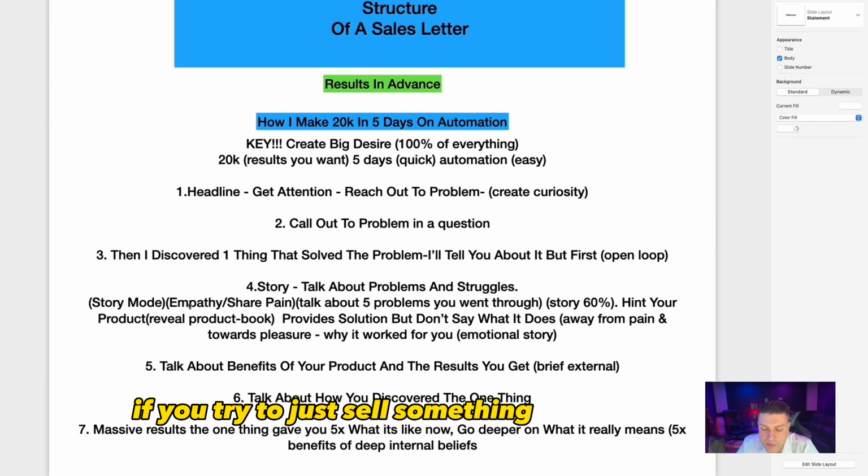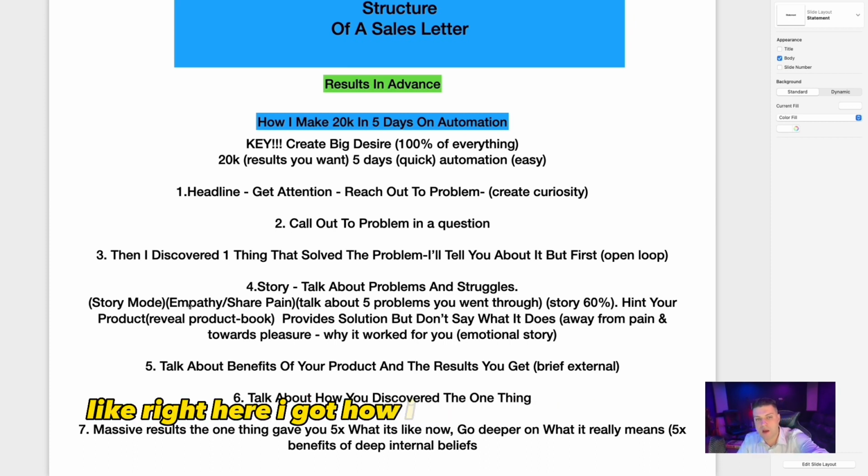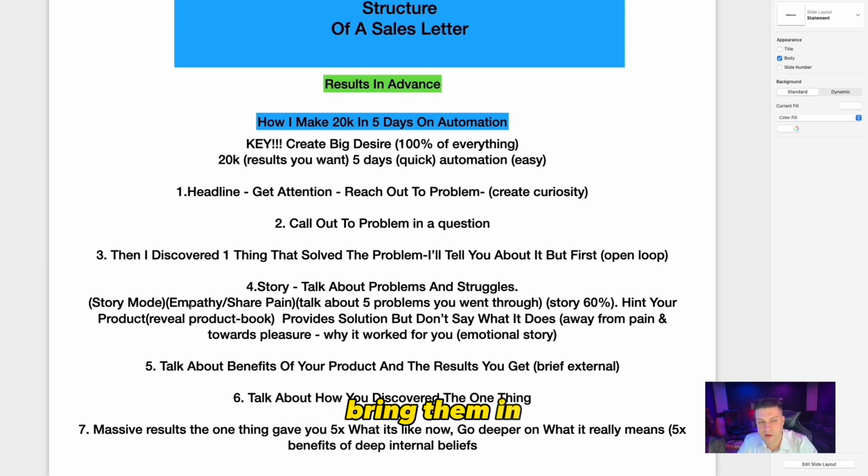If you try to just sell something without a story, you're going to lose pretty much most of the power in it. Without a good headline, you're going to have nobody look at it. It's not going to grab anybody in. So spend some time looking up online how headlines work. What I mean by that is, like right here, I got how I made 20K in 5 days. Sometimes you could put a warning, watch out for this, or caution on that. Reach out to a pain point, grab their attention, bring them in, and then you can tell them your story. That will help you bond with your customers if they're interested in your product or they want what you want.